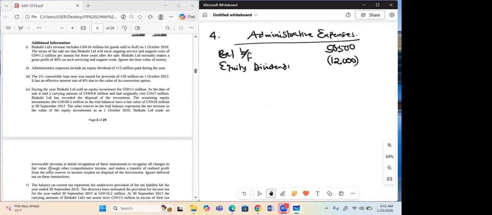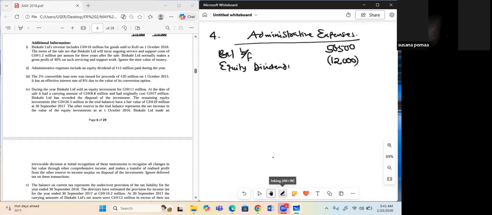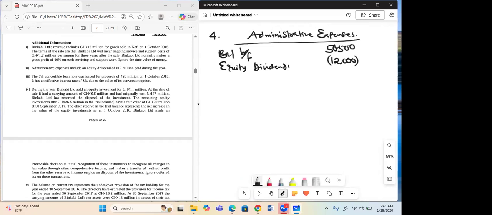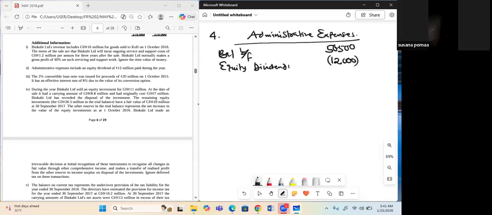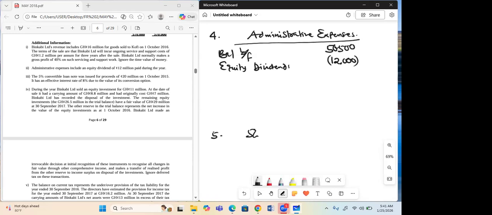A 5% convertible loan was issued for proceeds of 20 million on 1st October 2015. It has an effective interest rate of 8% due to the value of the conversion option. So, debenture is a loan. It must be measured at what? Amortized cost, right? Yes, sir. So 5% convertible loan.